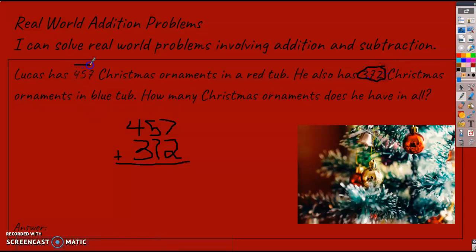Here's my first number, here's my second number. And then underline the label. So anything that I think is going to be important. So how many Christmas ornaments does he have in all? So that's going to tell me that I'm going to be adding. Now that I have underlined the numbers, I will add the two numbers together.